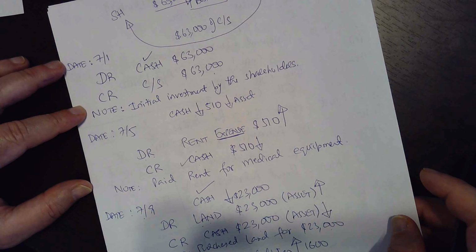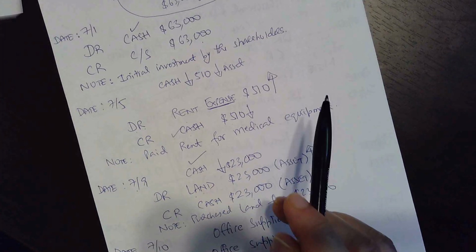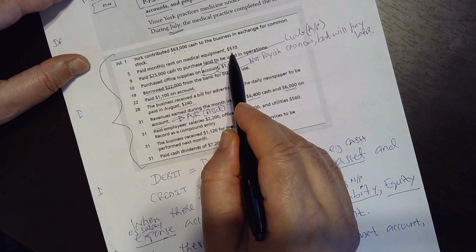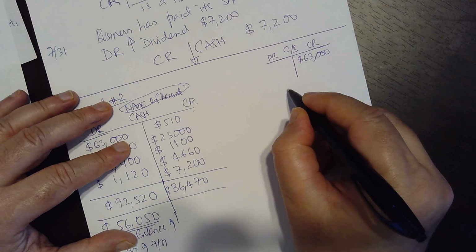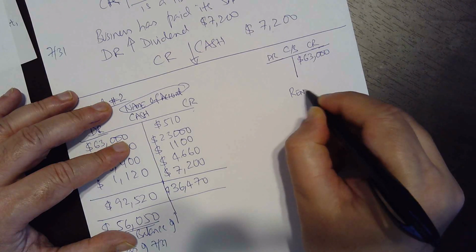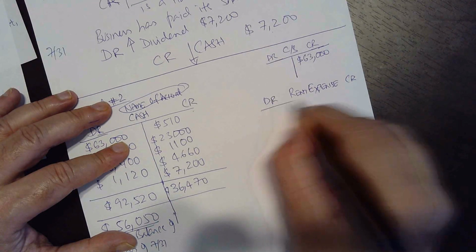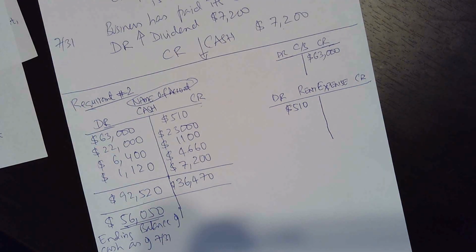Now in the next transaction, what was the second transaction? Paid rent on monthly equipment or medical equipment for $510. So we have a rent expense, so we have to have an account here, rent expense. Credit on this side, debit on this side, and we have a rent expense of $510. All right, let's move to the next transaction.